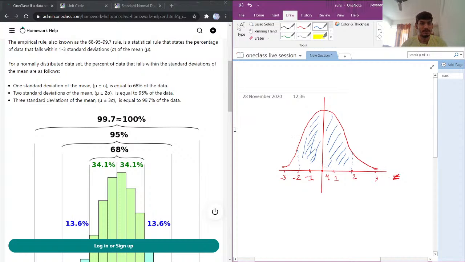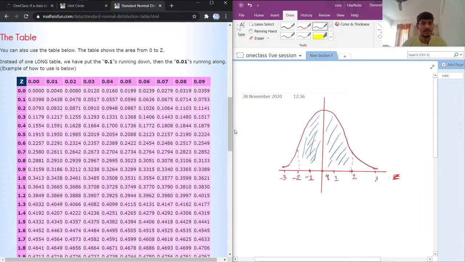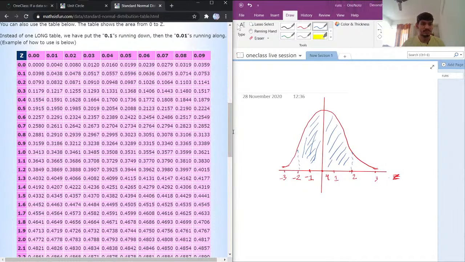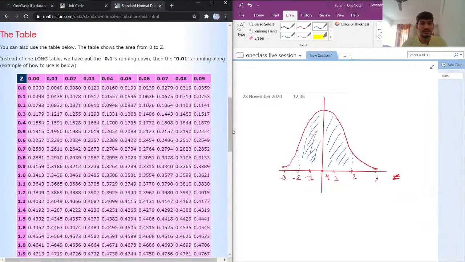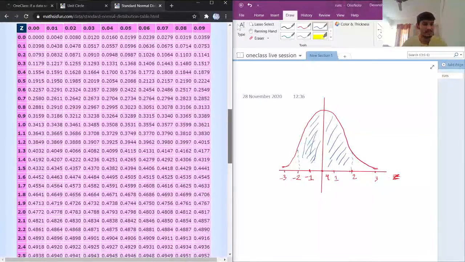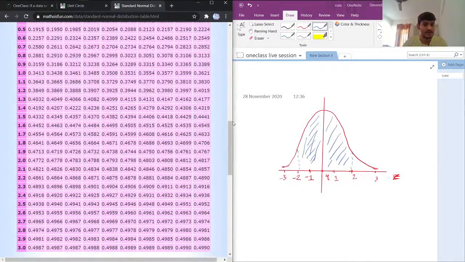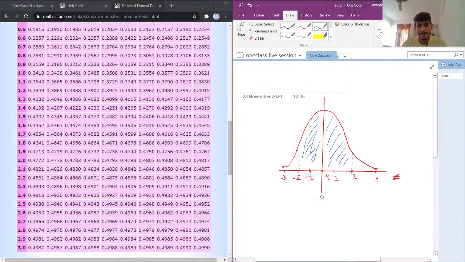I have opened the standard normal distribution table in this tab, and I'll tell you how to read it. In this table, there are the values of the area corresponding to a particular standard deviation. This table is given from the right-hand side, starting from 0 and going in the forward direction.